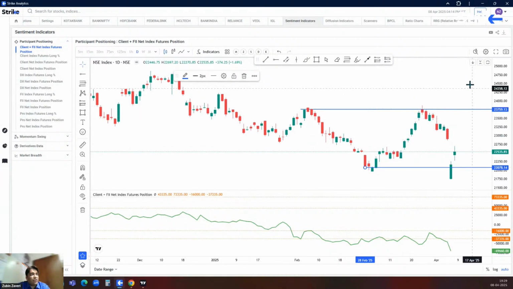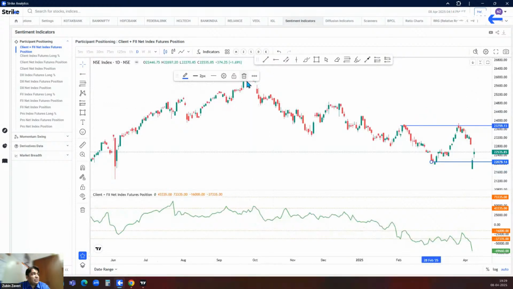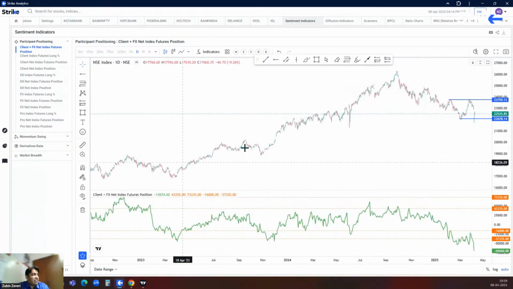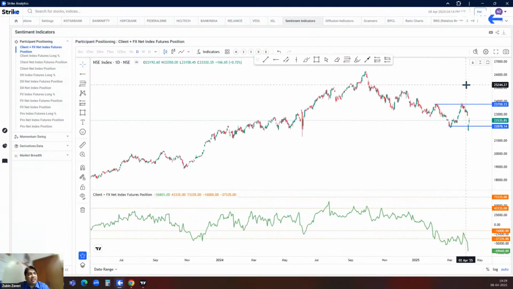So if Nifty goes above 23,750, 23,800, if Nifty closes above this level, then this particular downtrend from October 2024 onwards will probably change to an uptrend. And this larger uptrend will probably resume.